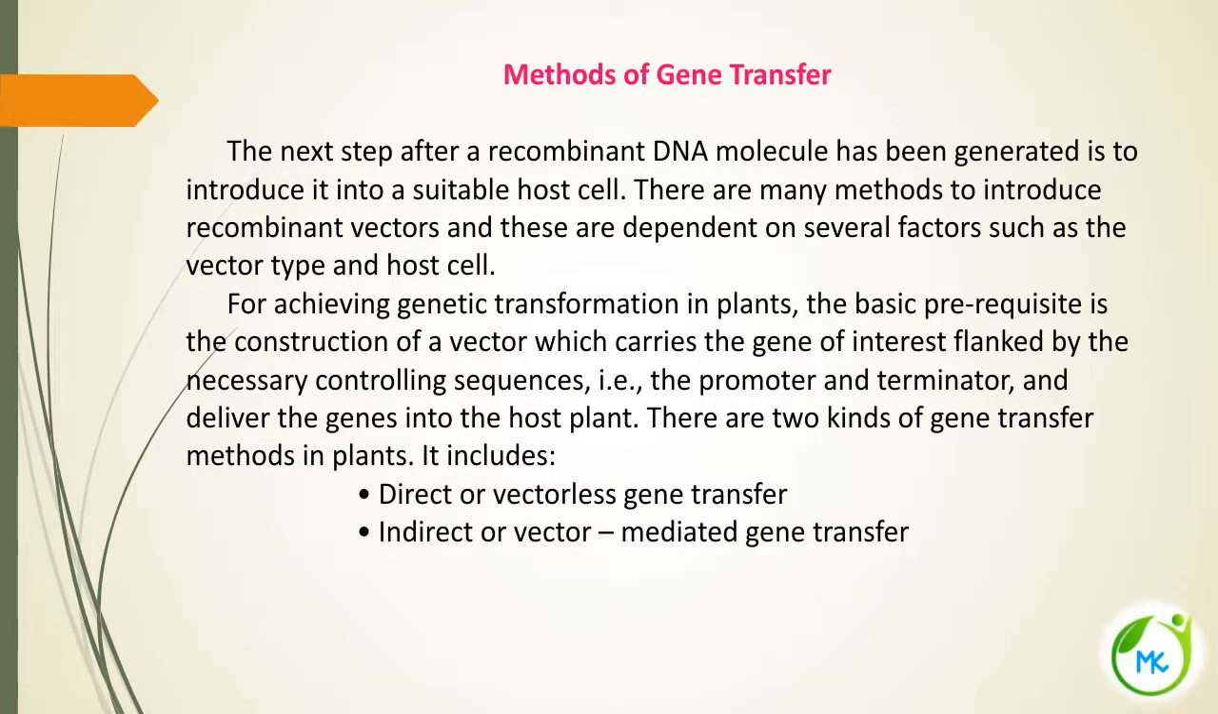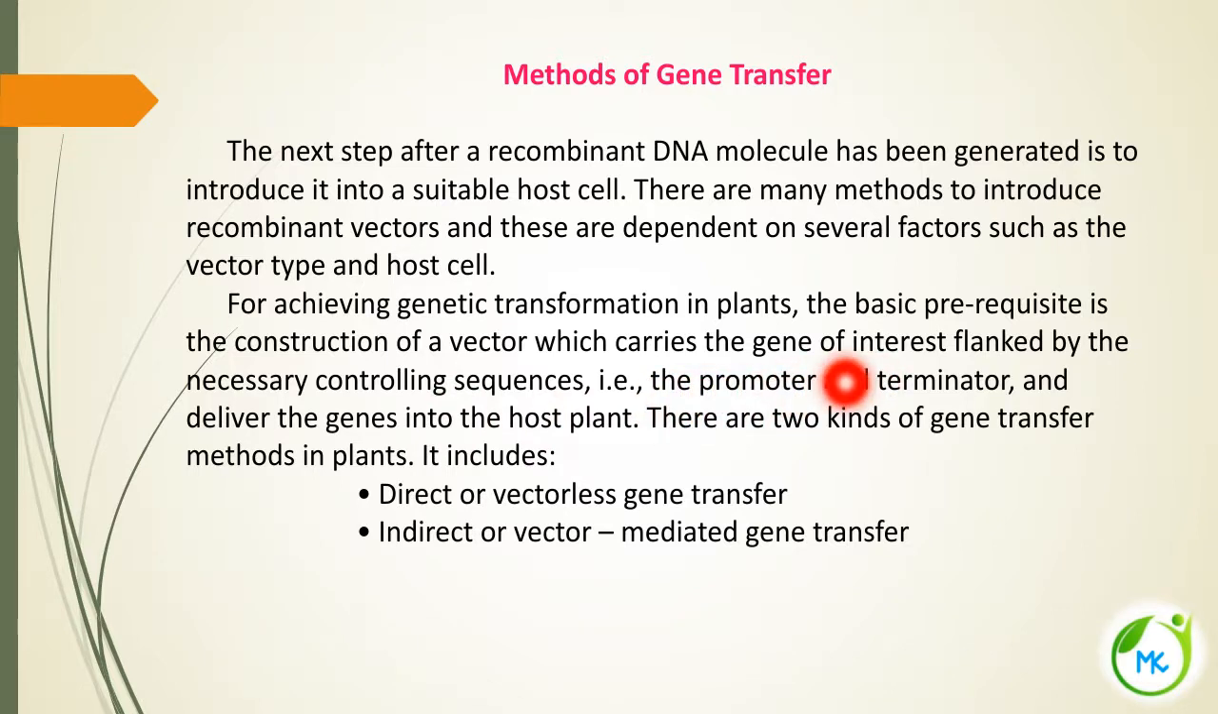The next is methods of gene transfer. The next step after a recombinant DNA molecule has been generated is that it is introduced into a suitable host cell. There are many methods to introduce the recombinant vectors depending upon several factors, such as the vector type and the host cell. For achieving genetic transformation in plants, the basic prerequisite is the construction of a vector which carries the gene of interest flanked by the necessary controlling sequences.